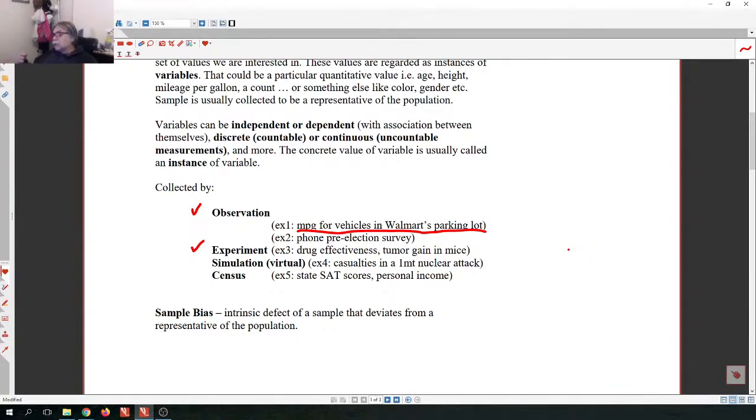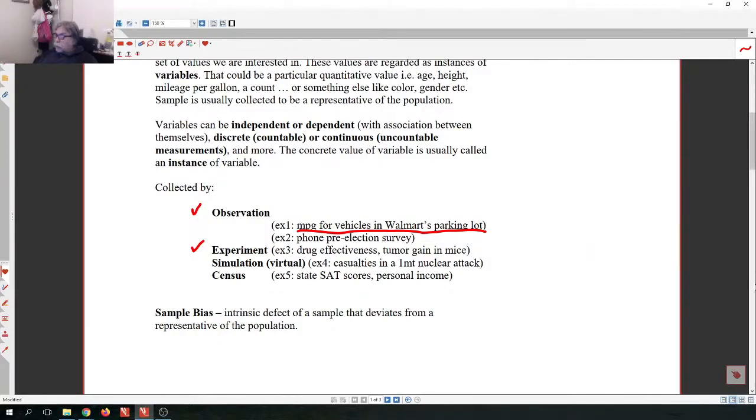We probably want to compare, but a difference between experiment and observation is that in the case of experiment, we have the one who collects the data, supposedly us. We would have direct impact on the values that we are collecting.